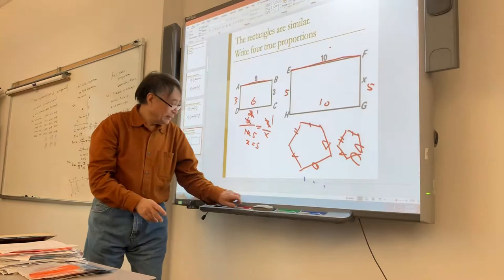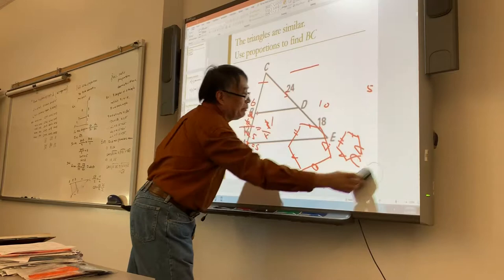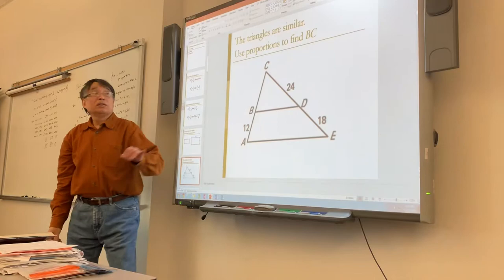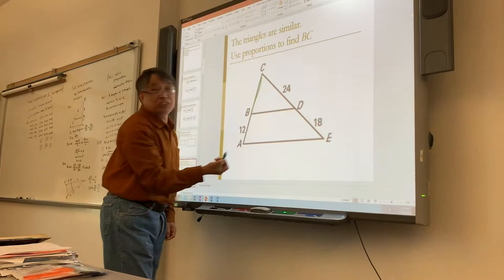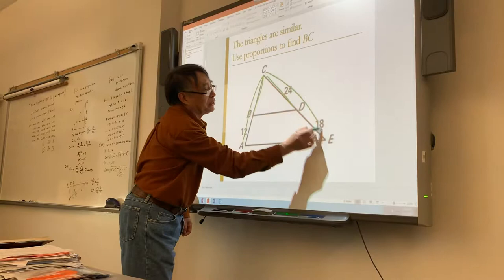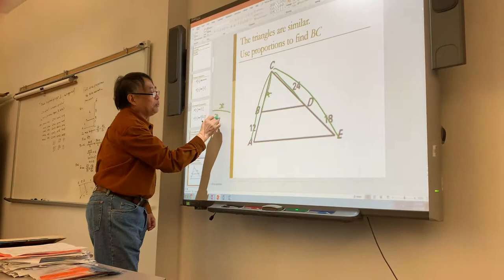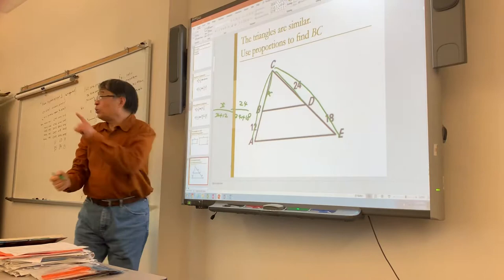This question, two more slides, three maybe, okay, please? I know. How to find the BC? If two triangles are similar, CBD and CAE are similar. Corresponding sides, BC to CA, CD to CE, you have, for instance, this X, X over X plus 12 equals 24 over 24 plus 18. Do you understand me, please?